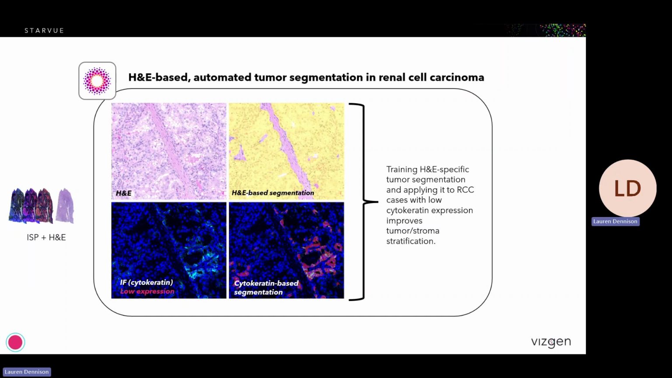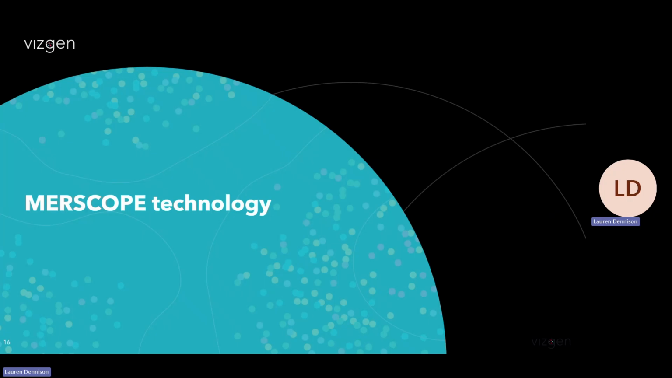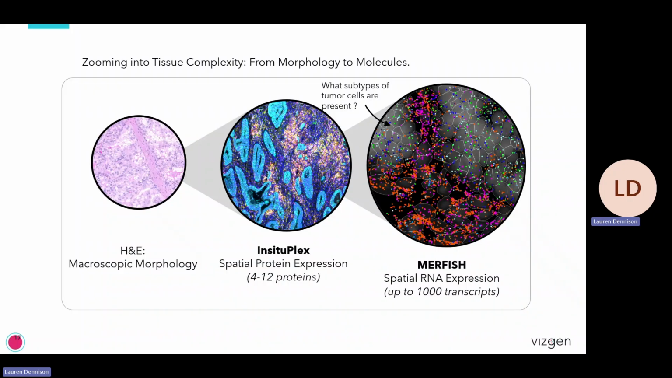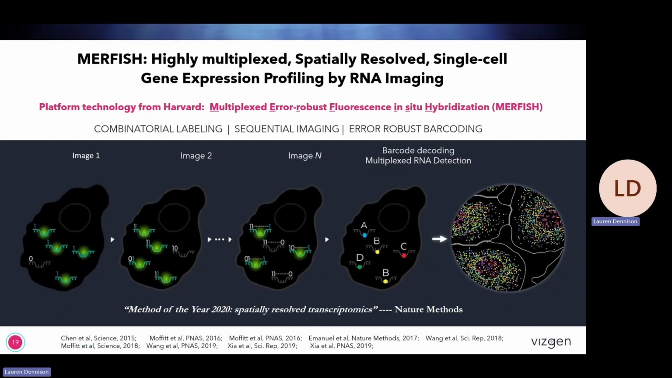Okay, so that was proteins. Now switching gears a bit, zooming in further into RNA space. So that is what you can see on the very right. Spatial RNA expression. You might also have heard of spatial transcriptomics. And the technique we use and have now implemented as a product is MERFISH, which was originally developed at Xiaowei Zhuang's lab at Harvard. MERFISH stands for multiplexed error-robust fluorescence in situ hybridization.